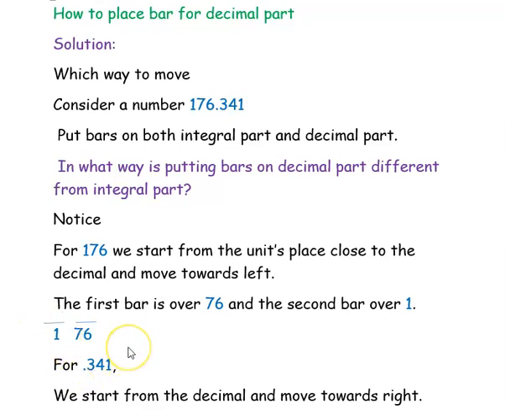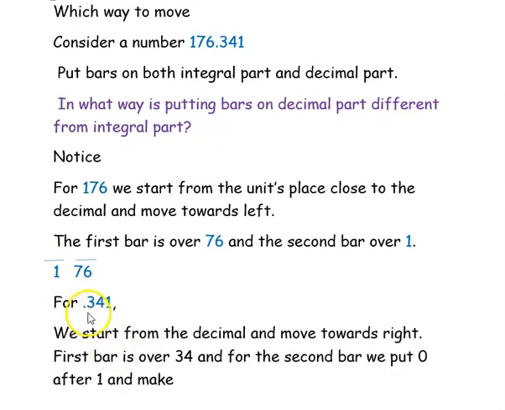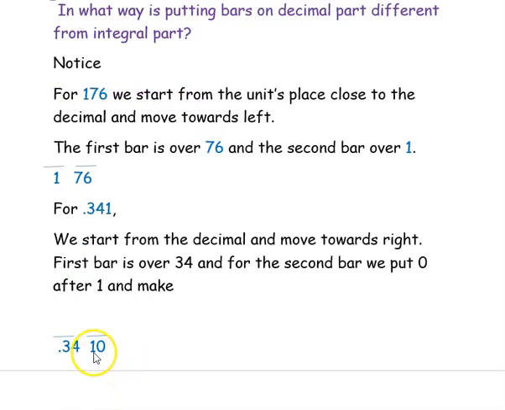Next we'll consider the decimal part, that is 0.341. For the decimal part, we have to start from the digit near the decimal and move towards the right. So we pair the first two digits 3 and 4 and place the first bar over 34. For the second bar, we consider the next digit which doesn't have a pair, so we can add 0 at the back and place the bar over it. So the second bar is over 1 and 0.